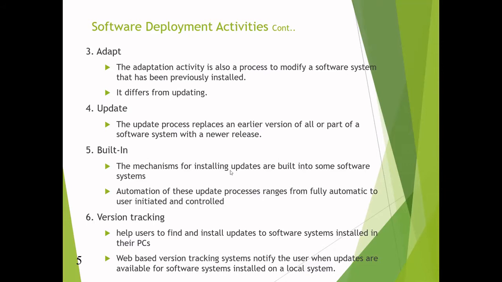And the built-in mechanism of installing updates is built into the software system, and automation of this update process could be fully automatic. Most of the time, when you download the executable file, the installing part will be done automatically. And then the version tracking. When there are several versions, there are version controlling systems that keep track of which version is being used and which version is being done.